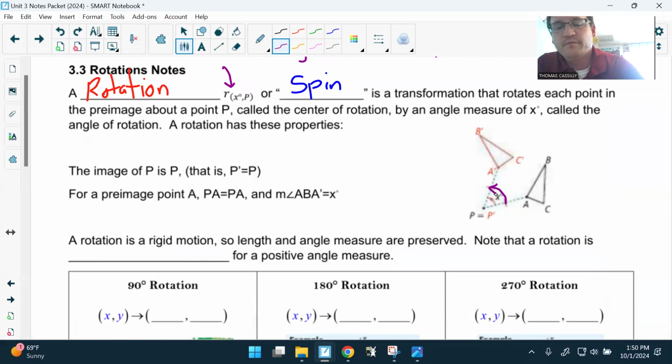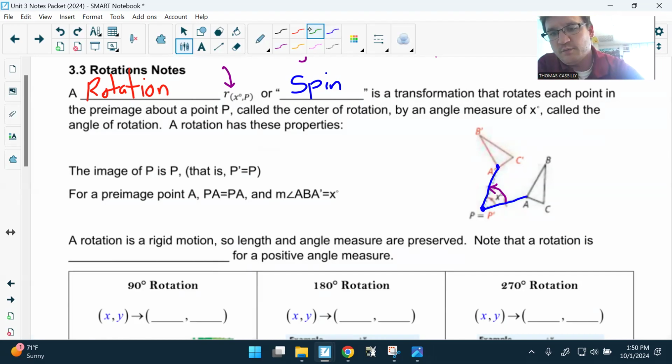So what we do is we measure the distance from that point we're rotating about to point A. And then we use a protractor and measure a 20-degree angle, 30-degree angle, whatever that angle is. And we have to measure the same distance away. So that is where A prime ends up. We do that for each one of our points.